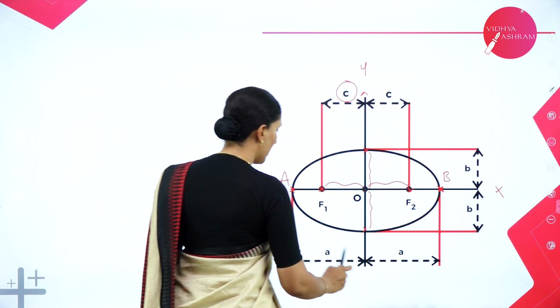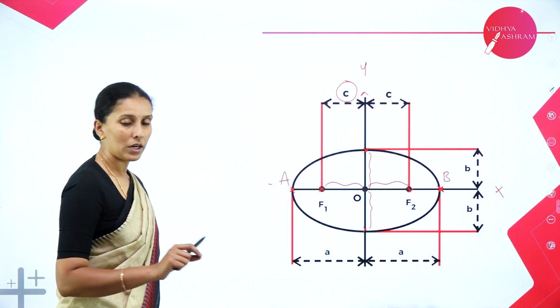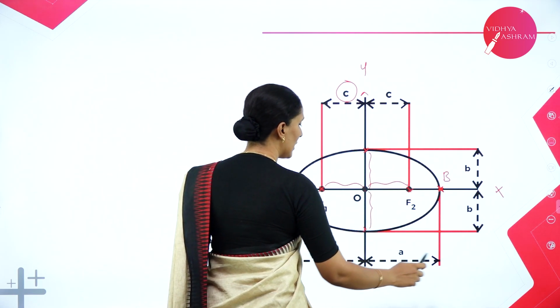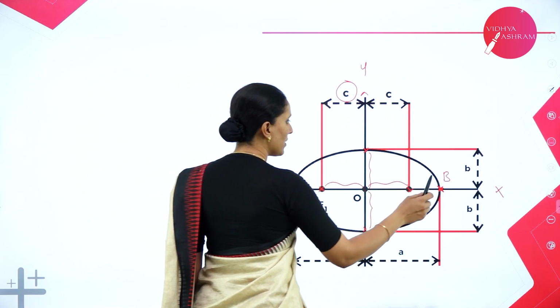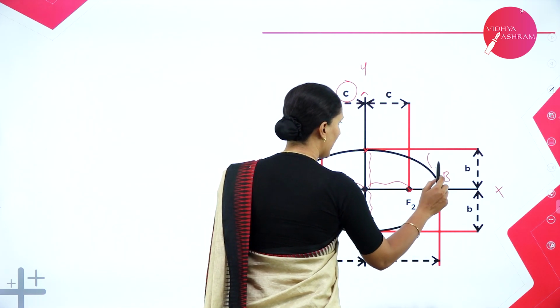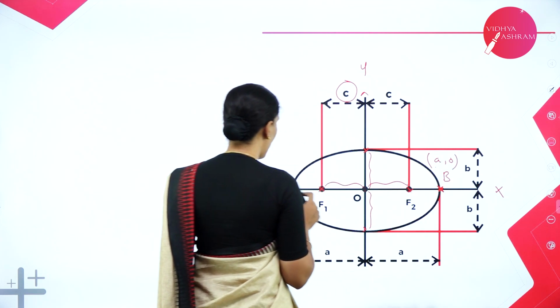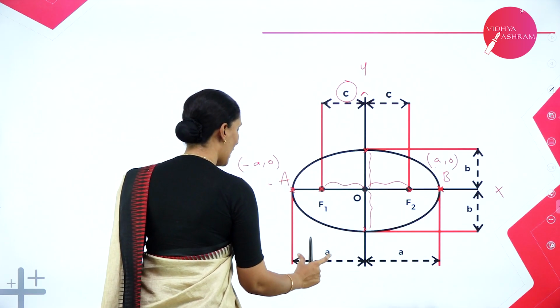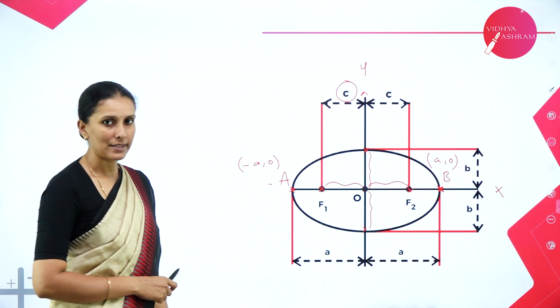So A. So the total distance will be 2A, but the center to any vertex, the distance is always A. Suppose I consider B as a vertex, then the coordinates of B can be taken as a comma 0, whereas this will be minus a comma 0. The distance is a, but the coordinate is minus a.